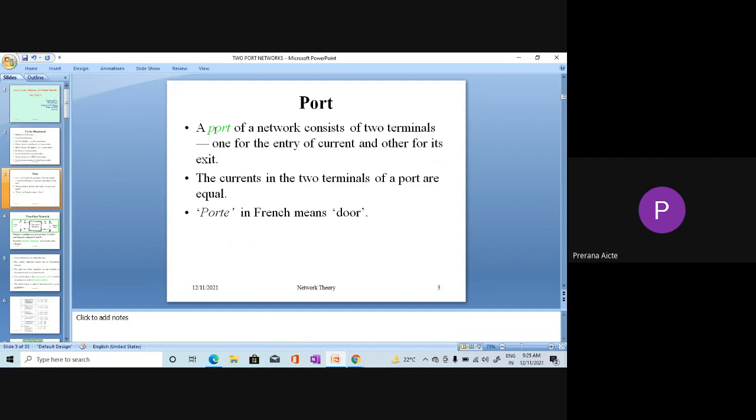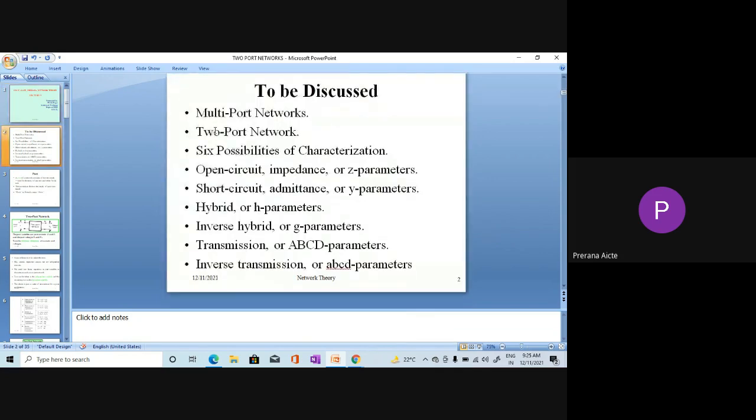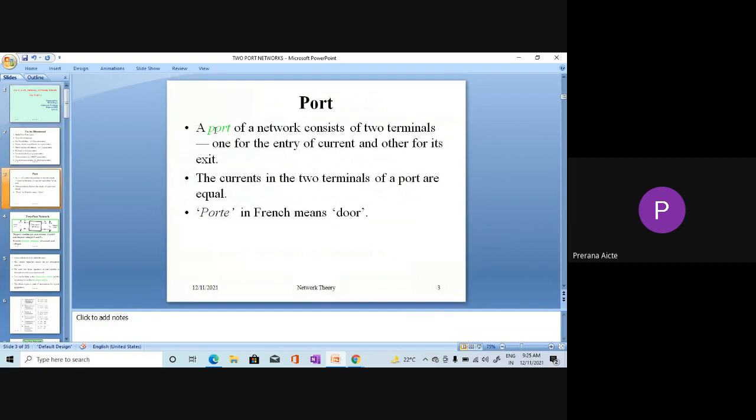When you enter into a room, you must leave. Whenever we enter somewhere, we have to leave somewhere. For our network also we have two terminals, one terminal for entry, the other for exit. In an electrical circuit, we require a port to enter the current, that is the entry port, and to leave the current, we have another port that is called the exit port.